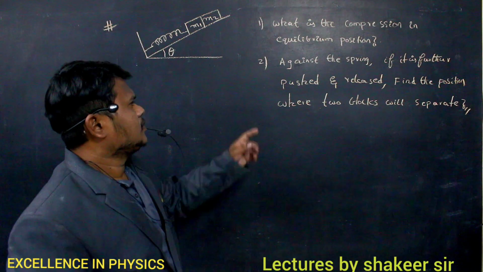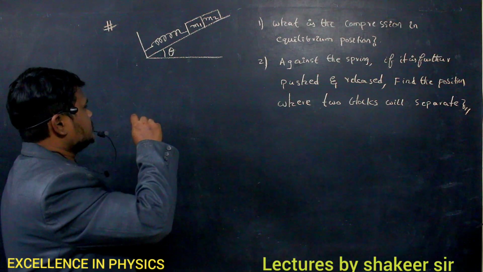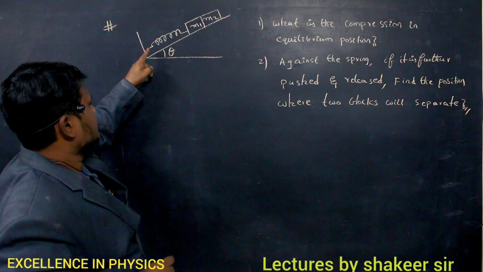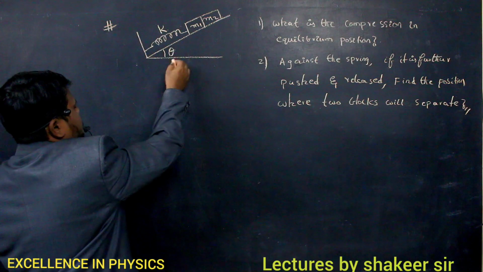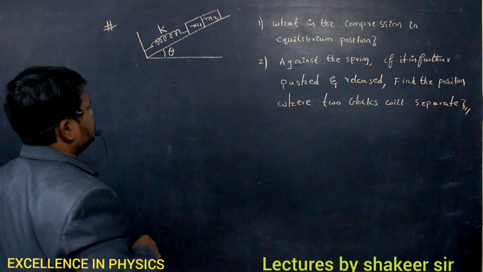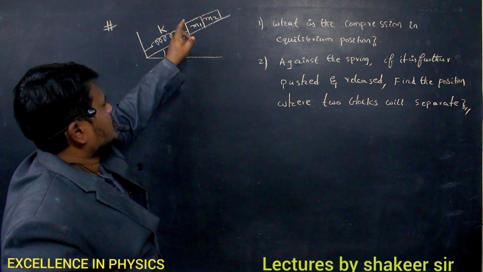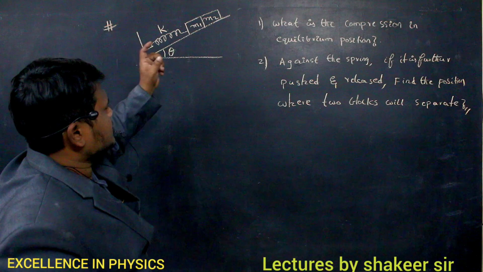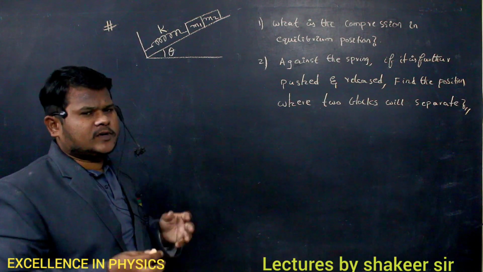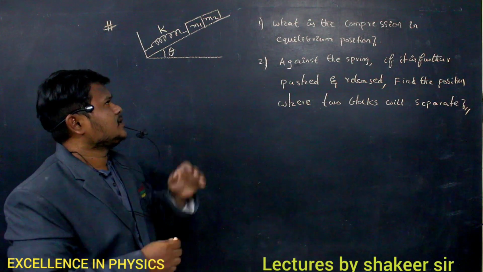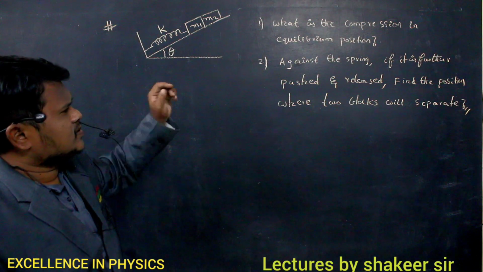Dear students, now let us see this question. So this is the given system. On this inclined plane, a spring is present whose spring constant is k, and the angle of inclination is theta. Mass m1 is attached to this spring, and mass m2 is just placed on this inclined surface. It means there is no attachment between m1 and m2. Only mass m1 is attached to the spring. Clear? Then these are the questions which we are supposed to answer.